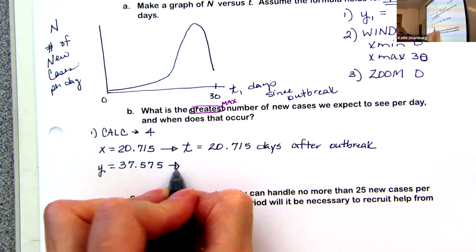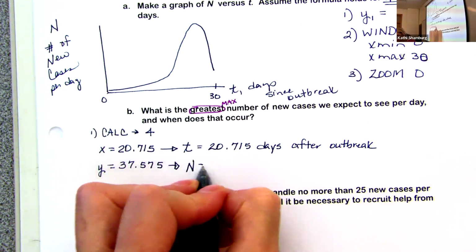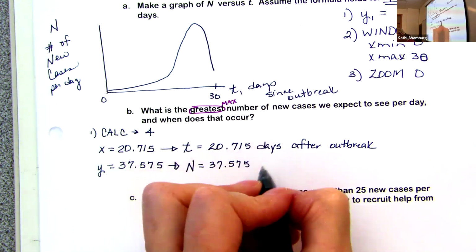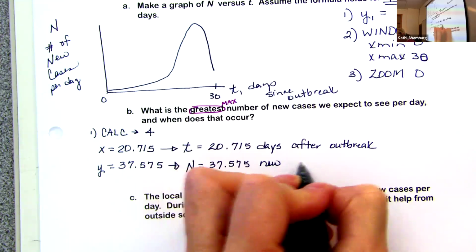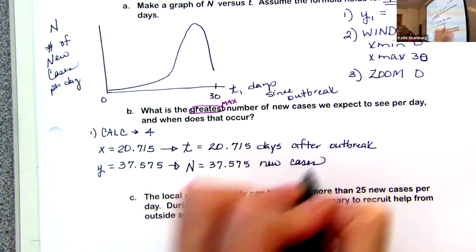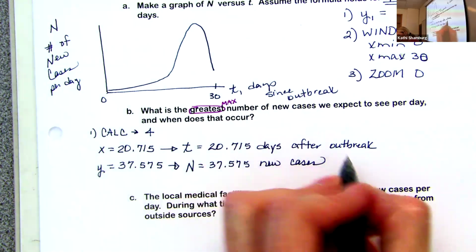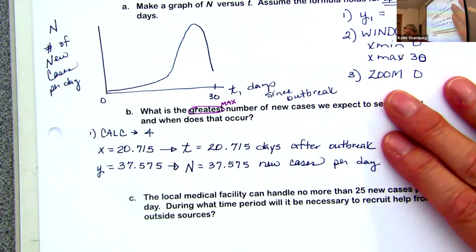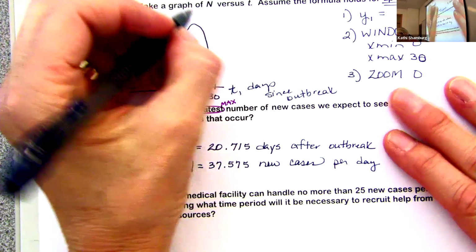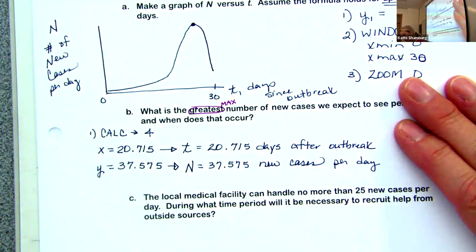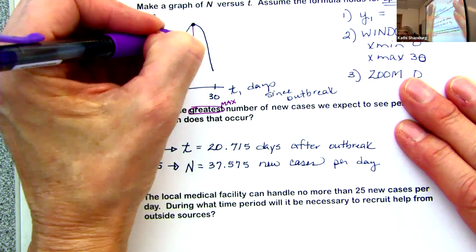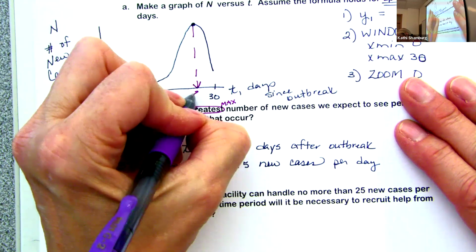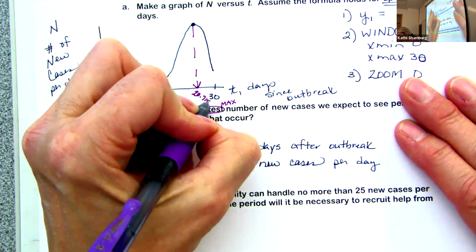And y is my function, which is n, 37.575 new cases per day. Okay, so that is my maximum right here. Just so I can keep a visual, this is 20.715 days.